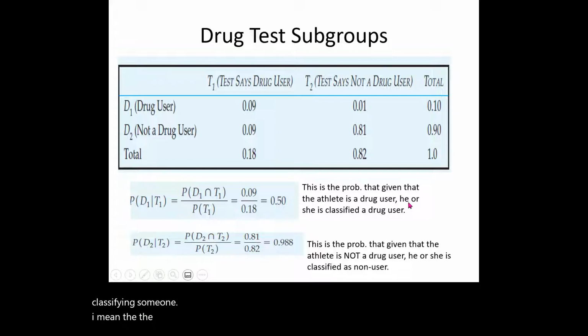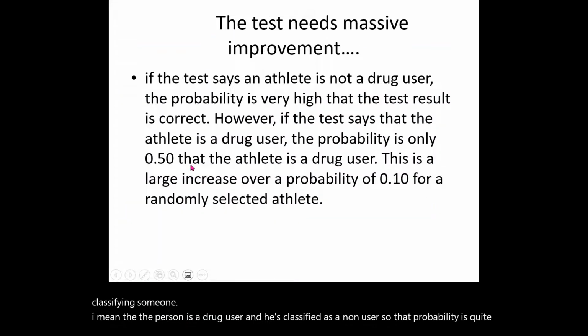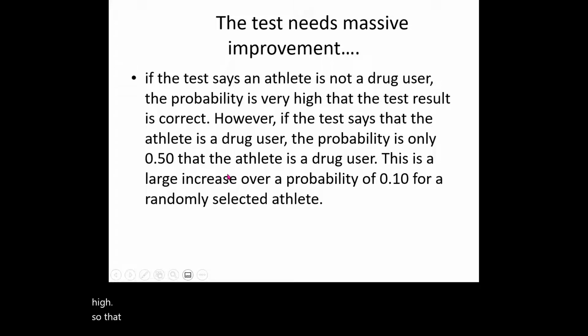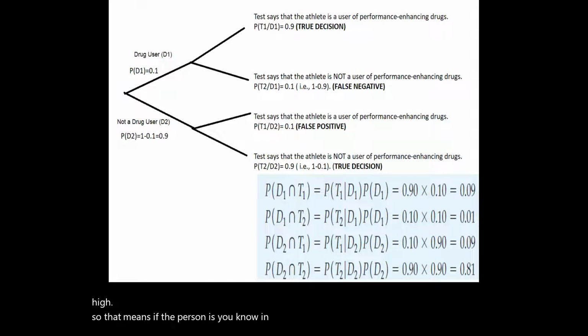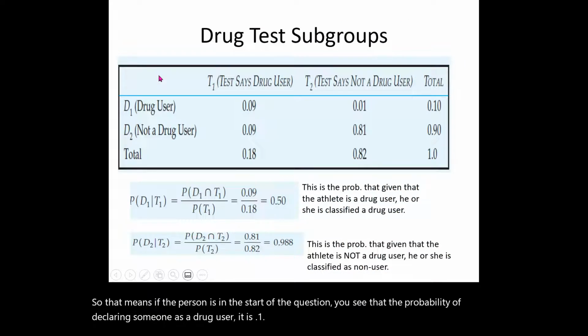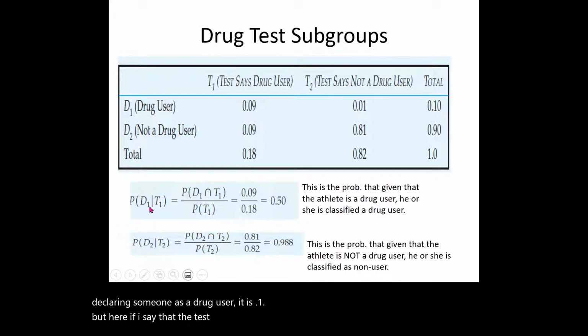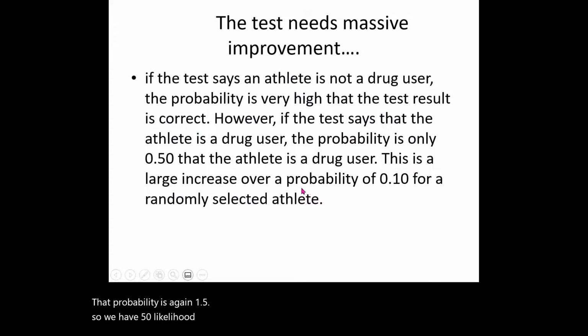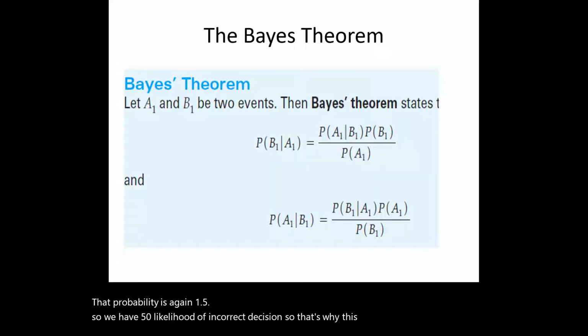Then there is a possibility of incorrectly classifying someone. The person is a drug user and he is classified as a non-user, so that probability is quite high. So that means if the person is in the start of the question, you see that the probability of declaring someone as a drug user, it is 0.1. But here if I say that the test says that the person is a drug user, and he is classified as a drug user, that is 0.5. So exact opposite, that probability is again 1 minus 0.5. So we have 50% likelihood of incorrect decision. So that's why this test needs massive improvement.